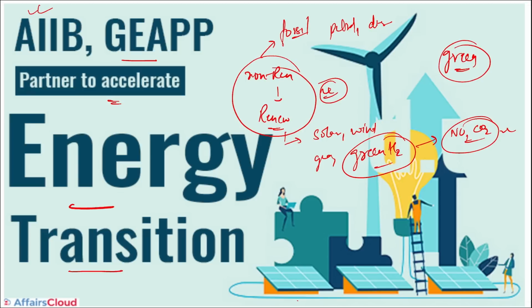So these are some things that you need to remember, for which the Asian Infrastructure Investment Bank and the Global Energy Alliance for People and Planet collaborated to accelerate the energy transition, and for this they are planning to invest around 1 billion US dollars. All right, highly important. Apart from this, these two organizations will be addressing the energy transition challenges in Asia and across the world. Where is the headquarters of AIIB? It is in Beijing, China, and it was established in the year 2016.